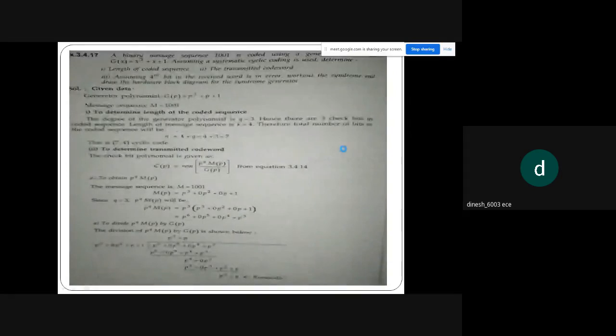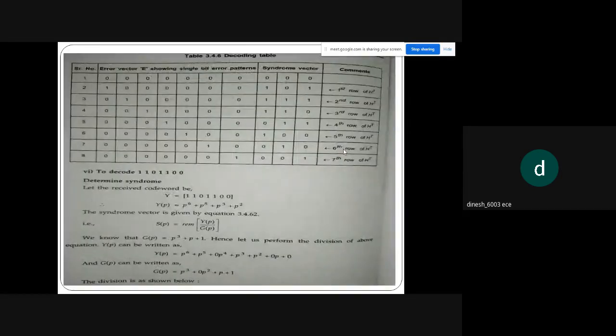So what is the syndrome for this? Since the fourth bit is the error, let us see the table. This is also systematic, so I'm only referring to this. The fourth bit is the error, serial number 5, with three zeros and 1. The syndrome vector is 0 1 1. So the syndrome S is equal to 0 1 1, which is the fourth row of H transpose.